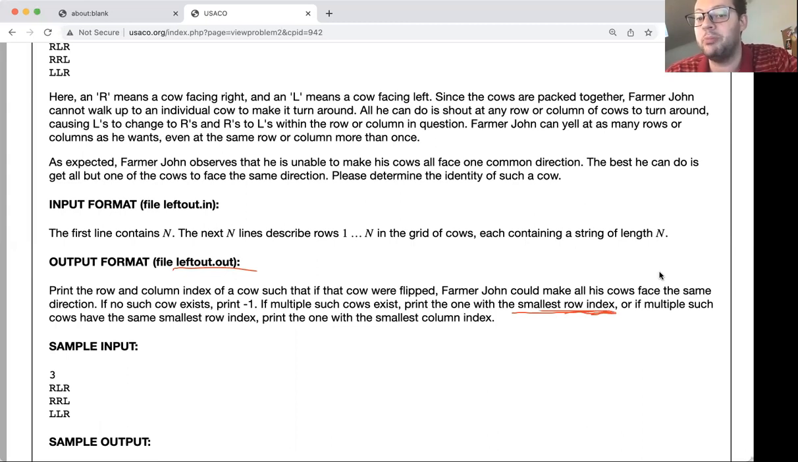Okay, so it is possible to have more than one cow out of place. Or if multiple such cows have the same smallest row index, print the one with the smallest column index. So if we have more than one cow that's out of place, we'll sort by row first and then by column, and then print the one with the smallest index. Also, in any situation where we have 2 flipped, if there's a way to flip it such that only one is flipped, we're going to want to make whatever that flip is.